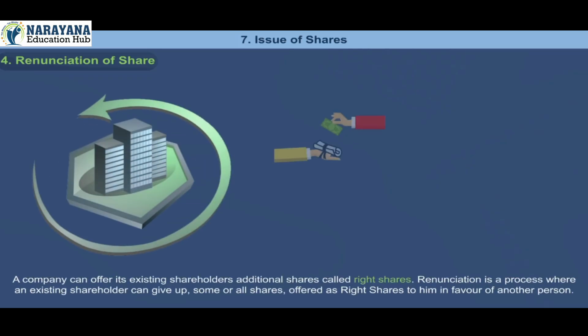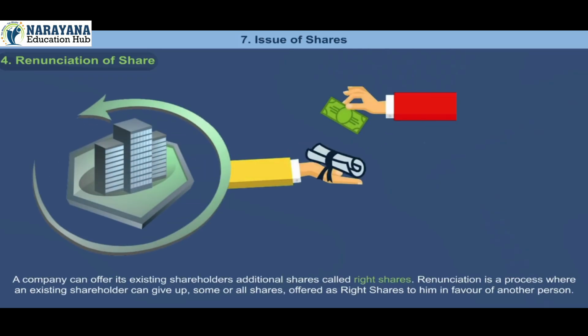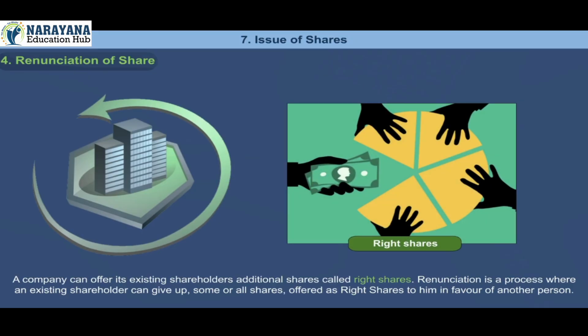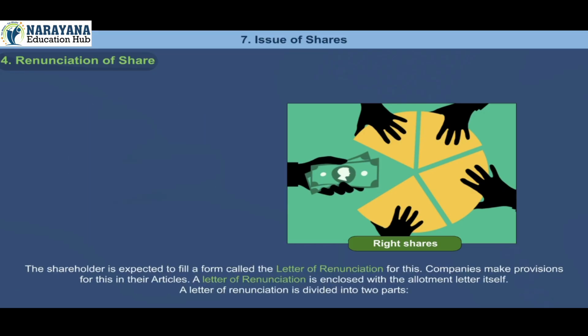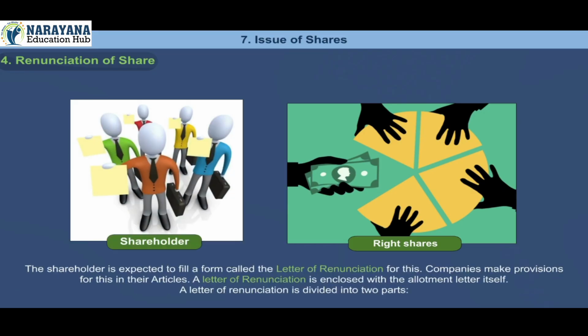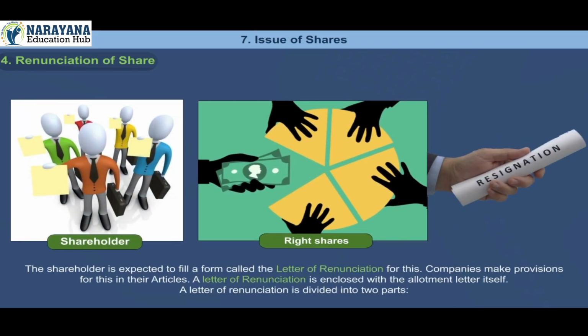4. Renunciation of share. A company can offer its existing shareholders additional shares called right shares. Renunciation is a process where an existing shareholder can give up some or all shares offered as right shares to him in favor of another person. The shareholder is expected to fill a form called the letter of renunciation for this. Companies make provisions for this in their articles.